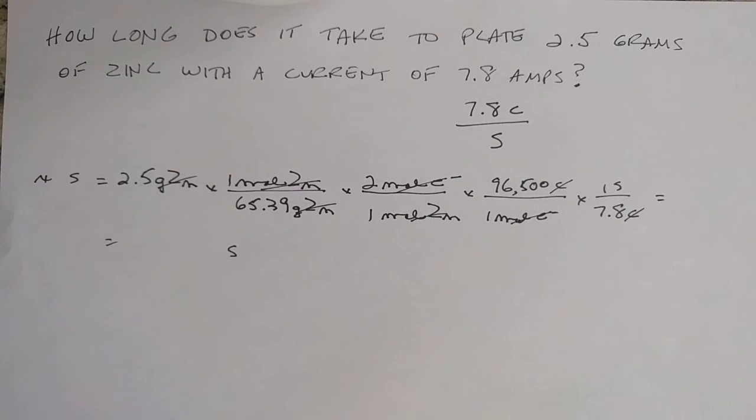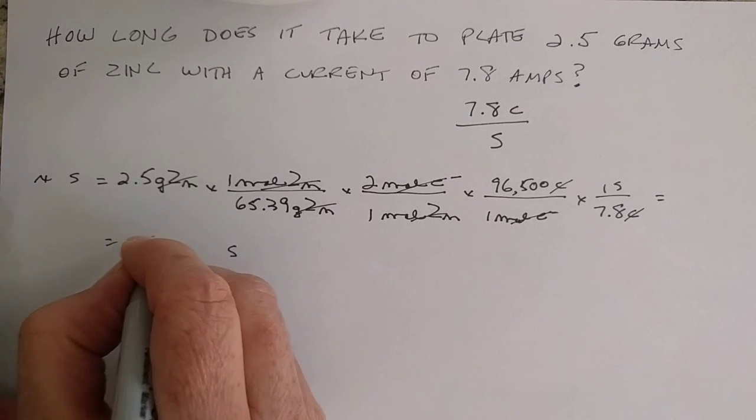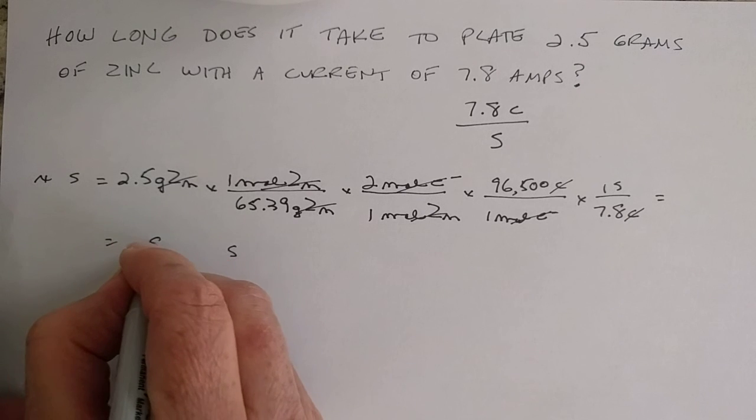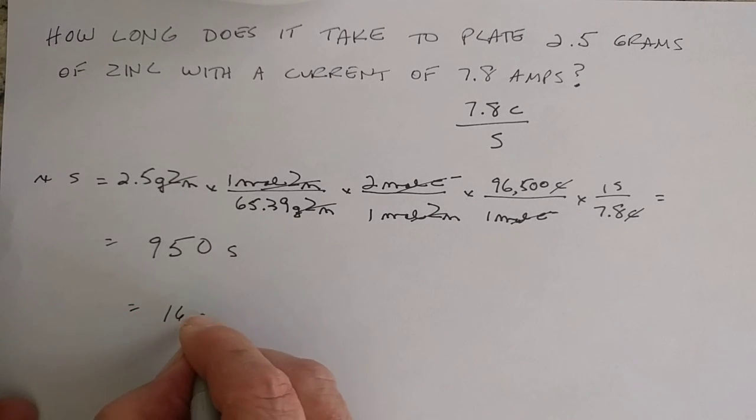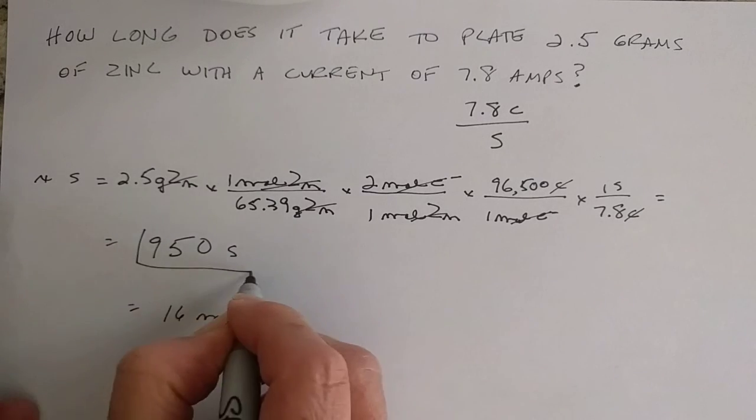2 sig figs, 2 sig figs. So 2.5 divided by 65.39 times 2 times 96500 divided by 7.8 equals. And we get, let's see, 2 sig figs, so that's going to be 950 seconds. Let's see, if we wanted minutes, that would be 16 minutes. But it didn't ask us, so that's fine.